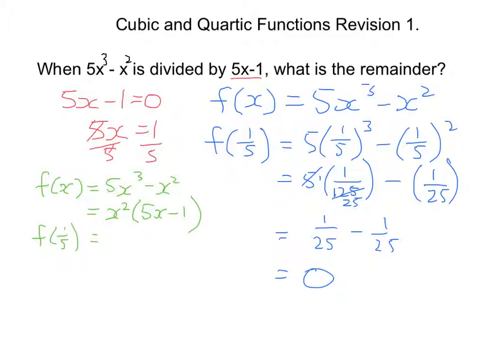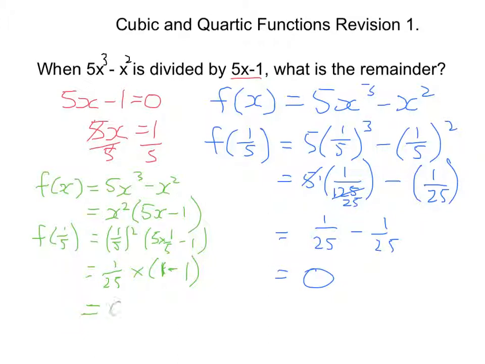So that will be equal to, the x squared out the front is going to be 1/5 squared multiplied by 5 times by 1/5, take away 1, and that will equal 1/5 squared is 1 over 25 multiplied by 5 times 1/5 is 1, so this bracket becomes 1 take away 1. 1 take away 1 is 0. So 1 over 25 times by 0 is just going to equal 0.